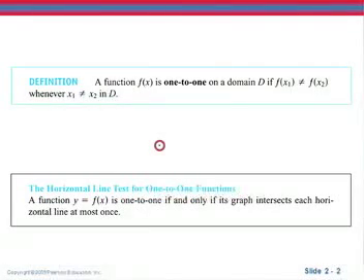Now to test whether or not functions are one-to-one, we can use a graph and the horizontal line test. Remember, the vertical line test told us whether or not a graph was a function. The horizontal line test tells us whether or not that graph is going to be one-to-one. If a horizontal line crosses the graph only once at each spot, then it is one-to-one.